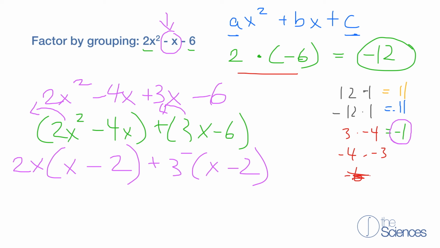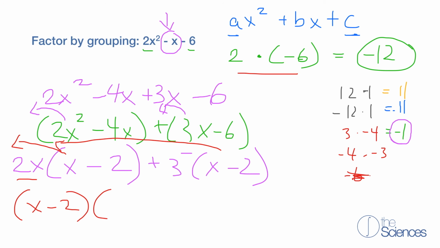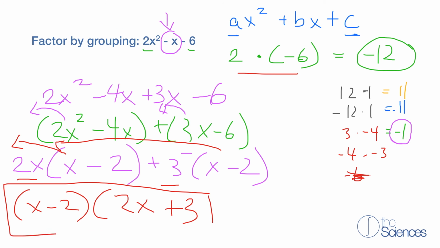So now what we're going to do is factor out our x minus 2 from both terms. When we do that, we get x minus 2 times 2x plus 3. So here's our answer: x minus 2 times 2x plus 3.